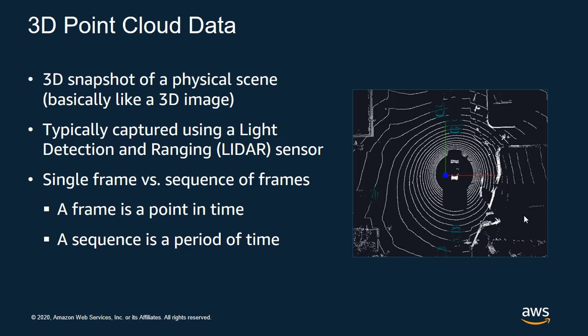When we think about these point-in-time snapshots, it's important to differentiate between a frame and a sequence. A frame is a single point-in-time snapshot, whereas a sequence represents a period of time. So it's a sequence of frames that has been taken over a period of time. On the right-hand side here, you see an image that demonstrates what a 3D point cloud looks like. You can see the depth perception, and you can see how the points display, say, vehicles in a scene.